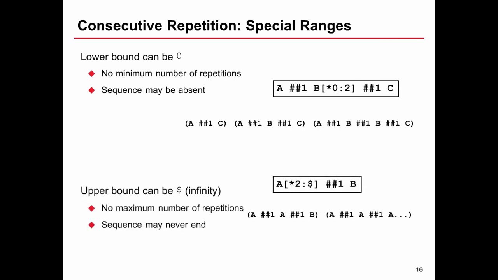The upper bound can be infinity, and we express this with a $ sign. So what this sequence says is A repeated consecutively between 2 and an infinite number of times, followed by B. The shortest pattern that would match is A followed by A, namely 2 occurrences of A consecutively, followed by B. The next shortest would be A, A, A followed by B, and the longest would be A repeating to infinity, meaning there's no requirement for B to ever occur, so the sequence may never end. It's an infinite length sequence.